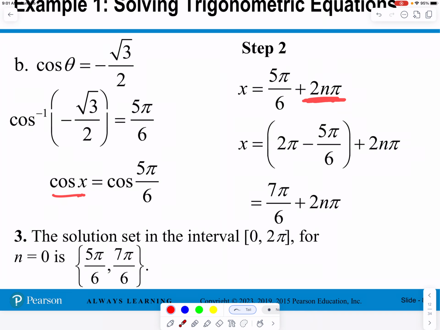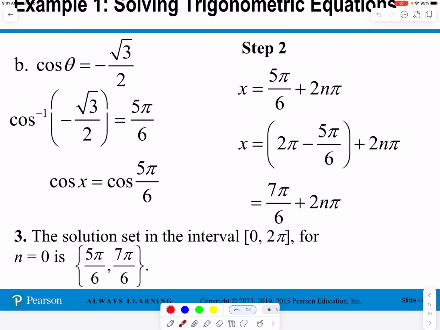And then, since we're working with cosine, that is our x. X is positive in quadrants 1 and 4. So if we want the quadrant 4 solution, we're going to say 360 minus 5 pi over 6, or 2 pi minus 5 pi over 6. That'll put us in quadrant 4, right? And then we got this.